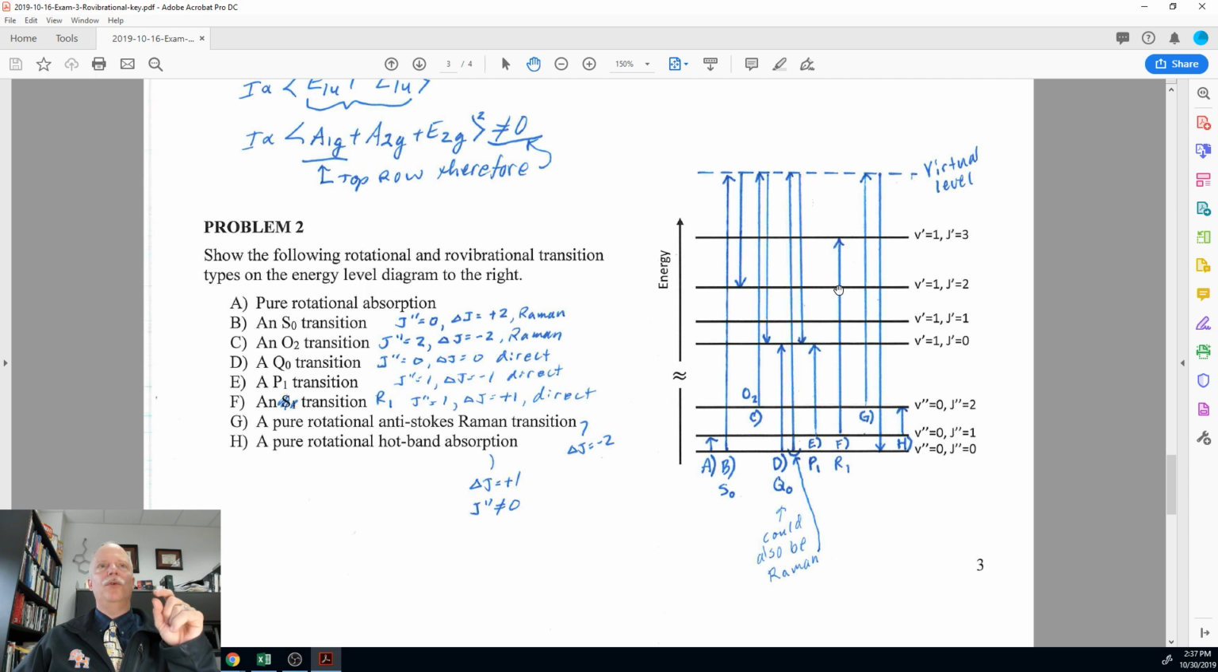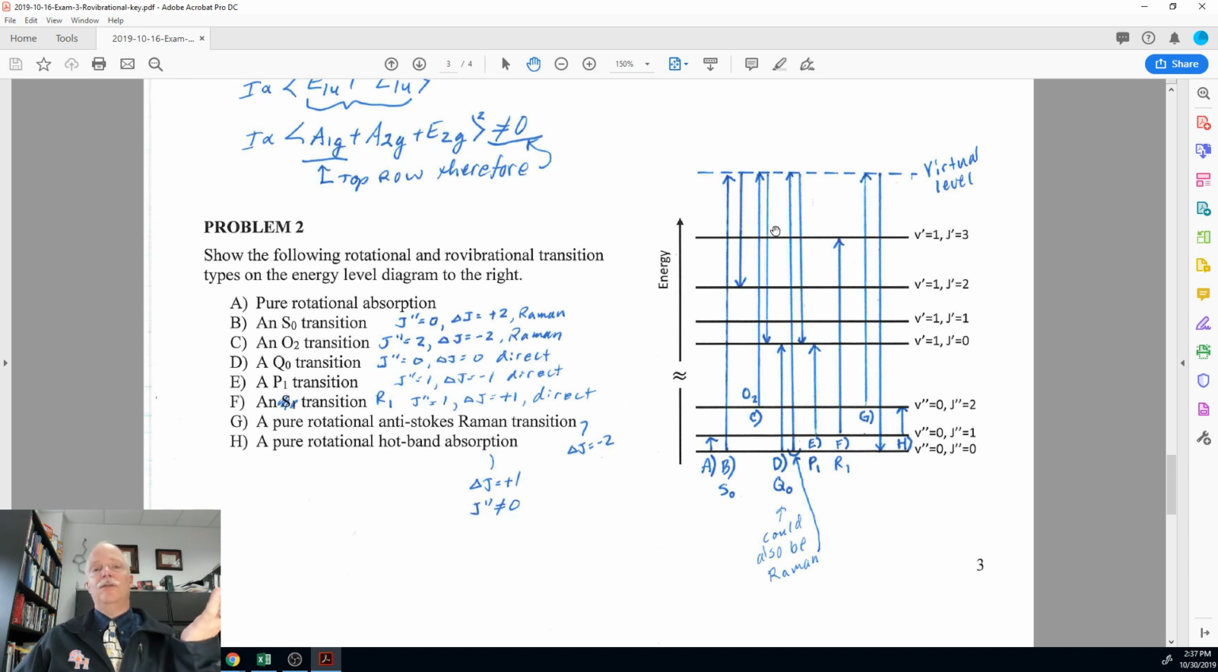Okay, then we have a pure rotational anti-Stokes transition. So I'm testing whether you understand what anti-Stokes means. So Stokes transitions are the inelastic scattering values where the leaving photon is redshifted from the incident photon. So notice the incident photons have longer arrows here than the scattered photons. Incident photon, scattered photon, incident photon, scattered photon. So these three are Stokes transitions.